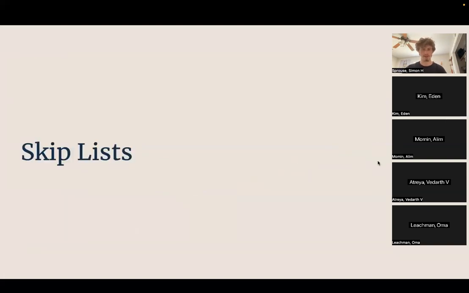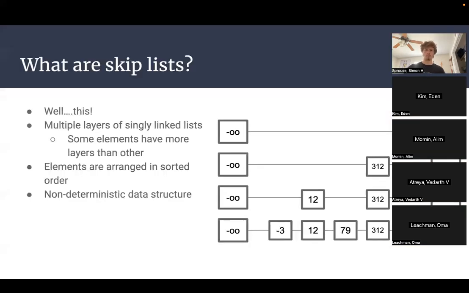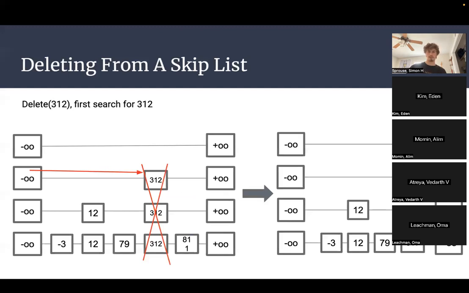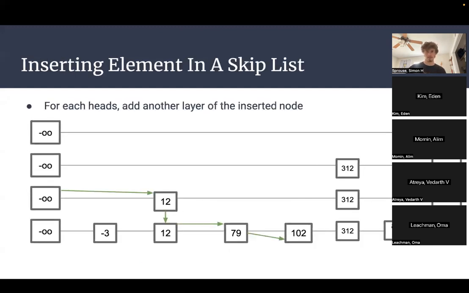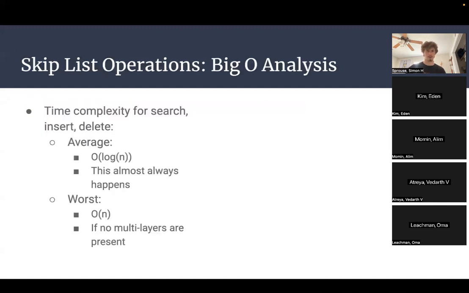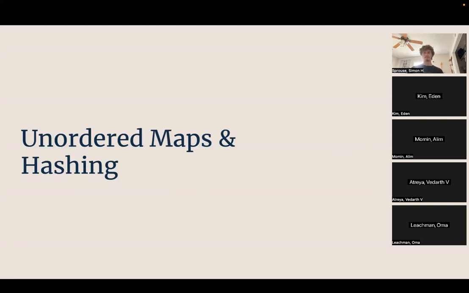So this is an old slide made by Sophia, AJ, and someone else. So thank them for the slides. We are not covering skip lists. We have seen enough skip lists. We are done with this. Yes, we are not covering this. So today we're going to be looking at unordered maps and hashing.